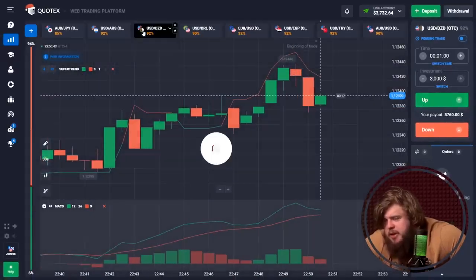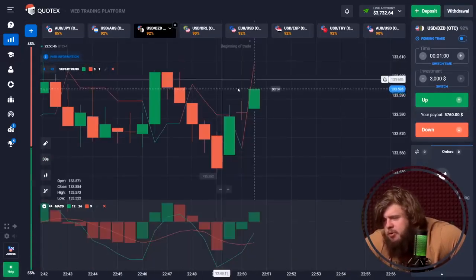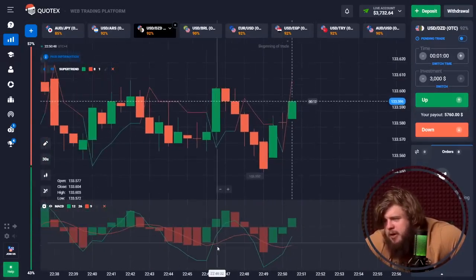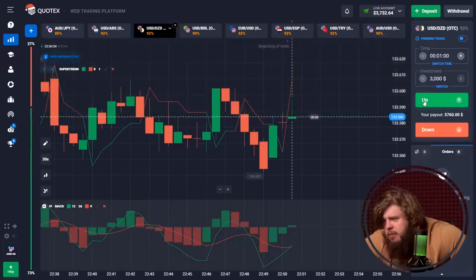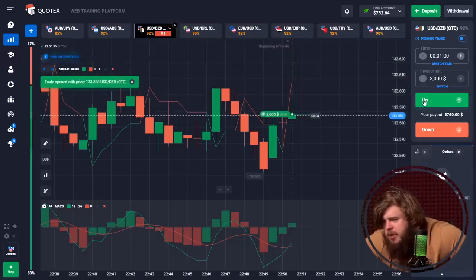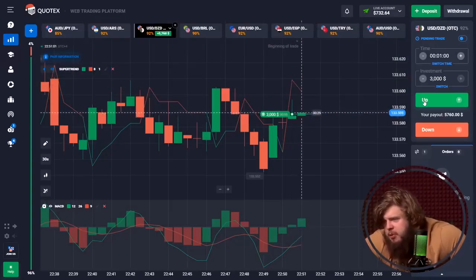Let's check the USD DZD currency pair. According to the MACD indicator, we're expecting a bullish trend. We have a very big and strong bullish green candle. The previous one gives us a strong signal for the buy position, and we're investing $3,000 here.